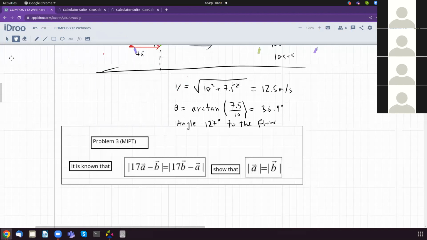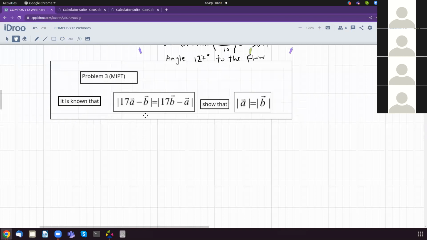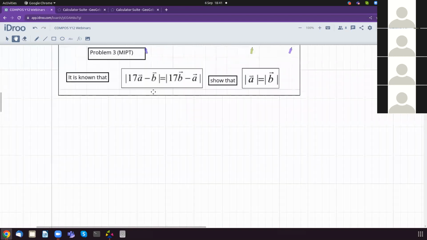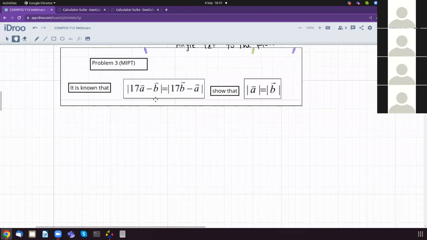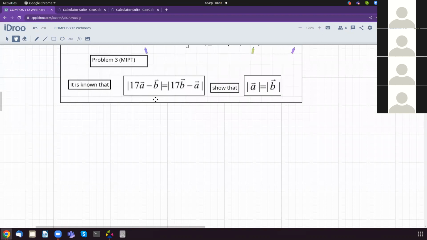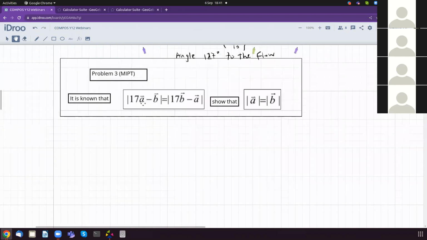Right, so the next question was an entrance exam question from a long time ago, actually from MIPT, the university I went to as a student. It is known that the modulus of 17a minus b is equal to the modulus of 17b minus a. Show that the moduli of the vectors are the same.